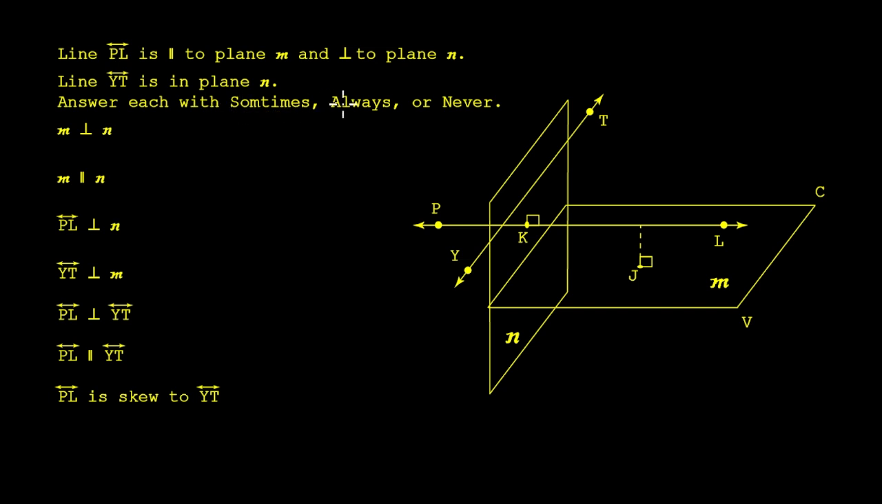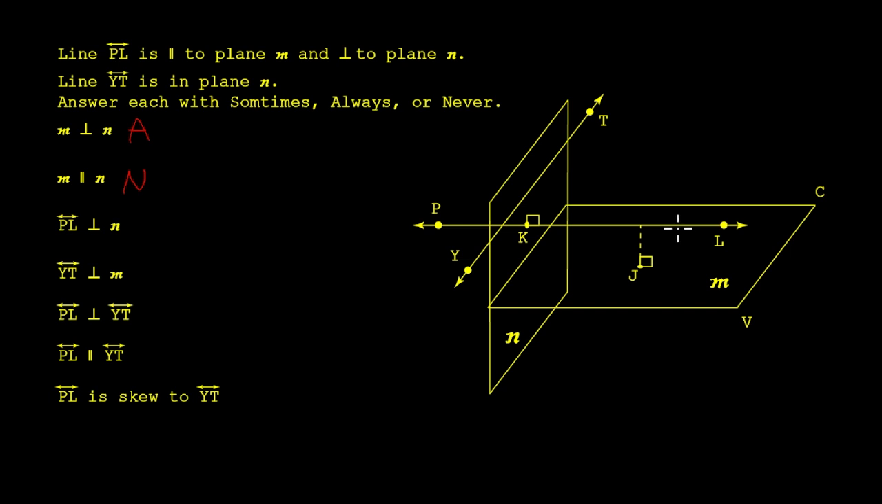Answer each question with sometimes, always, or never. So first, plane M is perpendicular to plane N. That is always. Now, the reason for that is because we were told right away that PL is parallel to M and perpendicular to N. So plane M and plane N must be perpendicular. Next, plane M is parallel to plane N. That would be never, because if two planes are perpendicular, they cannot be parallel.